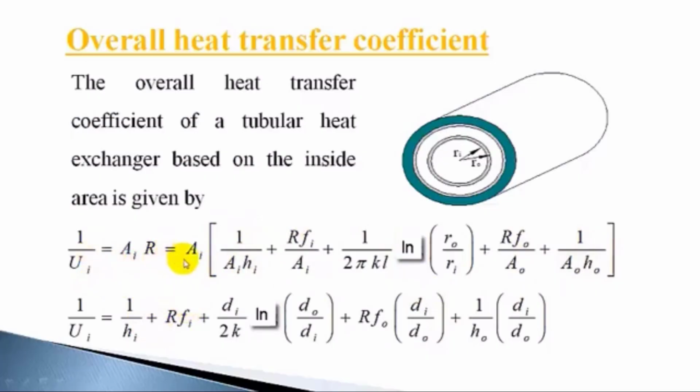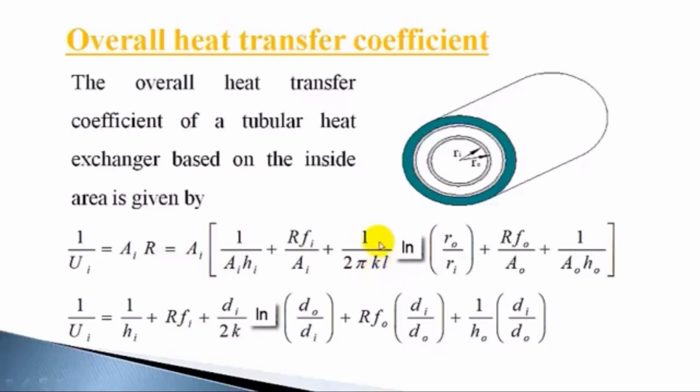So if you take AI inside, you will get 1 by HI plus AI is multiplied, you get RFI plus... AI is what? Inside area. Inside area of a cylinder is 2 pi Ri, the circumference, into length. So 2 pi RiL is the inside area. So 2 pi, if you take AI inside, 2 pi RiL. So 2 pi L cancels, you get Ri by K.